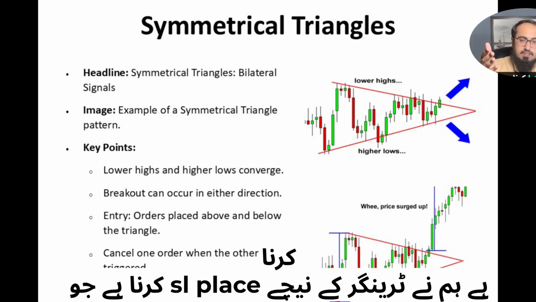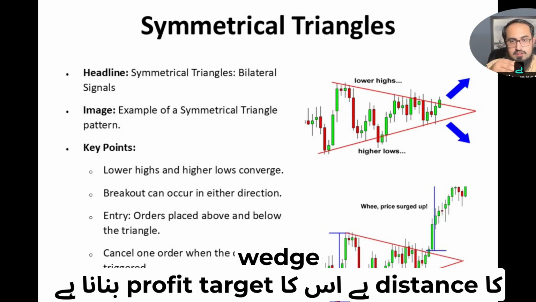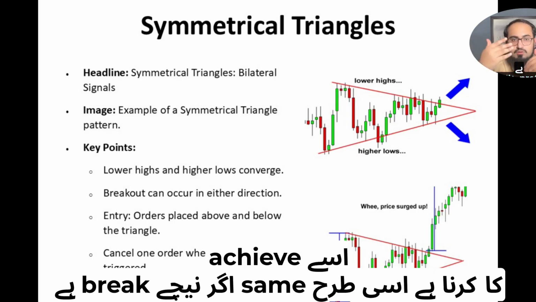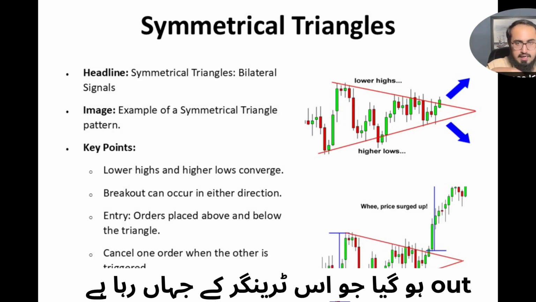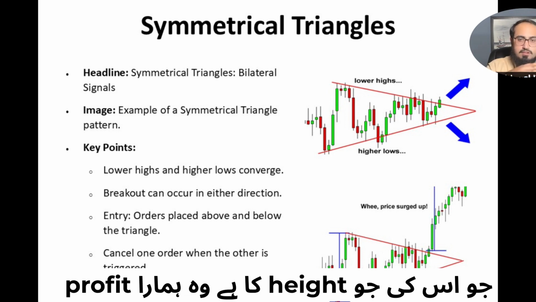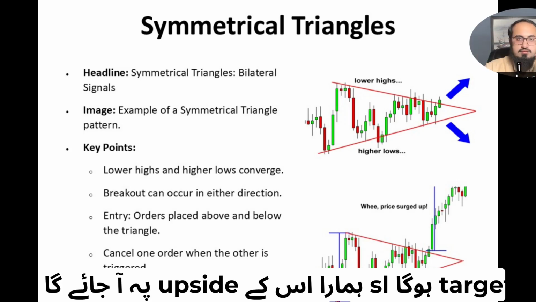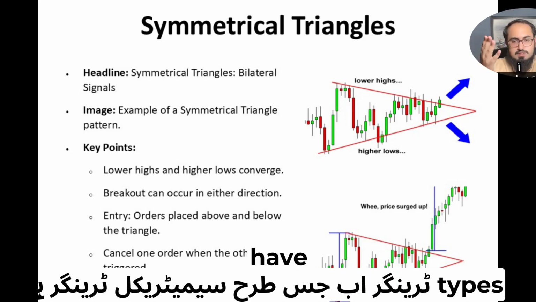If it goes up, what do we need to do? We need to place a stop below the triangle, make the triangle's starting distance the profit target, and achieve it. Similarly, if a breakout happens downward, from where the triangle started, the height's distance will be our profit target. This will come to our side. We will trade like this on the upside of the triangle. We will trade like this on the downside of the triangle.